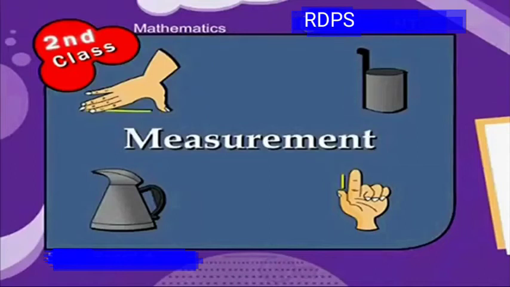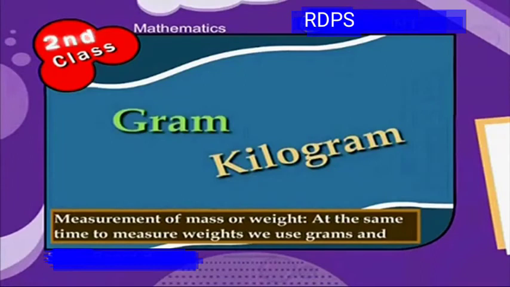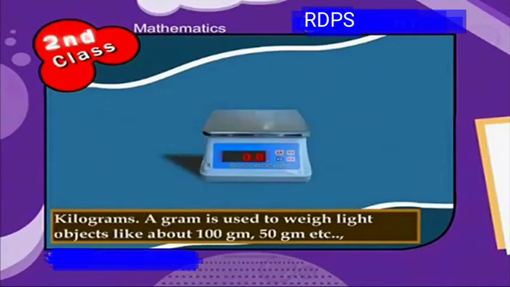Students, today we will learn about measuring mass. Measurement of mass or weight. To measure weight, we use grams and kilograms. A gram is used to weigh light objects, like about 100 gram, then 50 gram, etc.